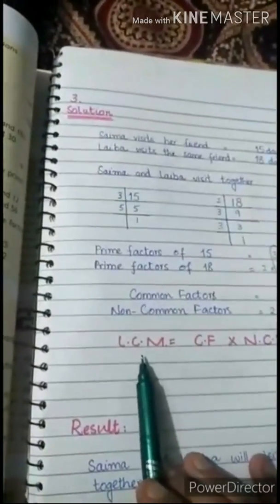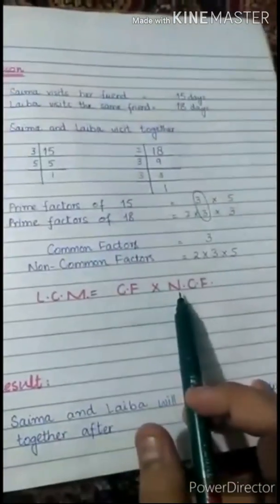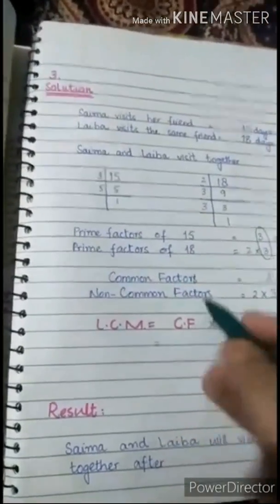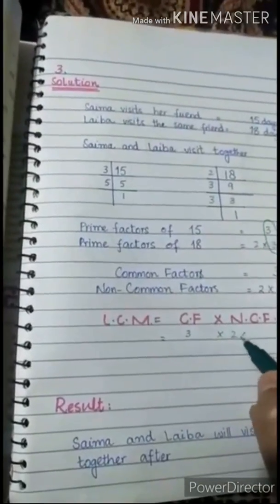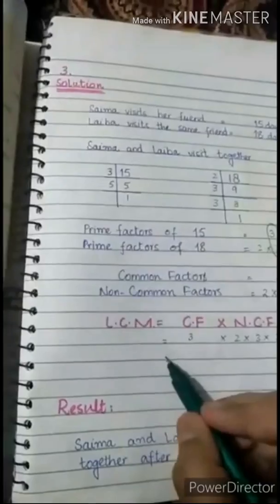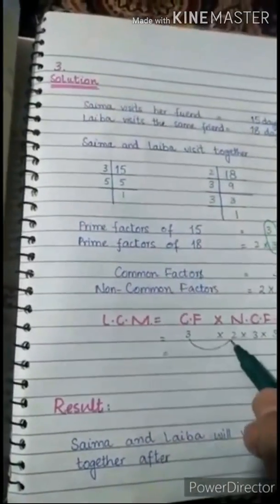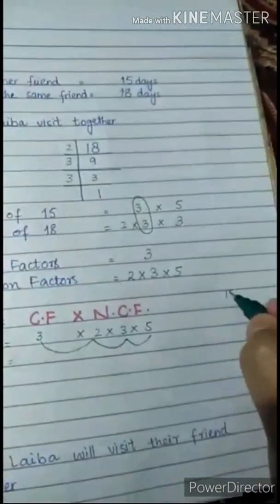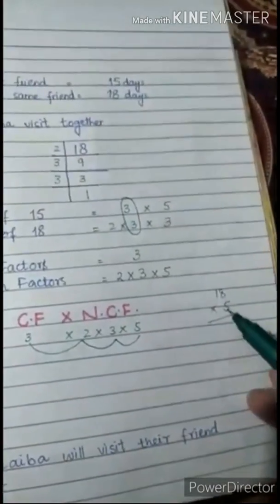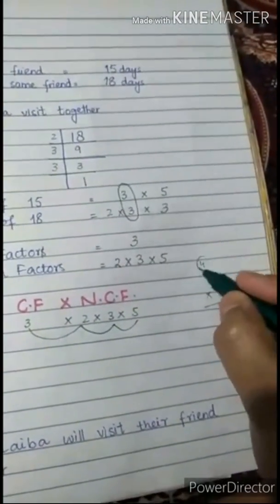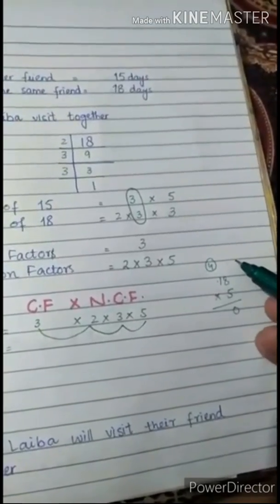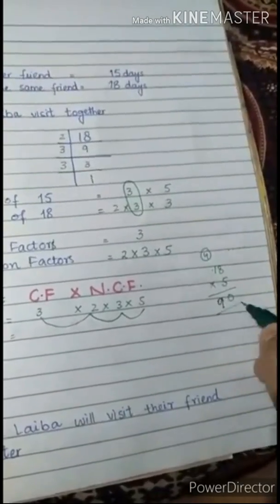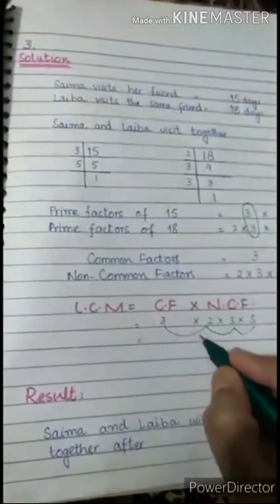We know that the formula for LCM is common factor into non-common factors. So we will multiply common factors and non-common factors together: 3 into 2 into 3 into 5. Let's multiply all these values. 3 2s are 6, 6 3s are 18, and 18 5s are, let's find out, 5 8s are 40, 4 carries, 5 1s are 5, plus 4 equals 9. So we will get 18 multiplied by 5 equals 90.